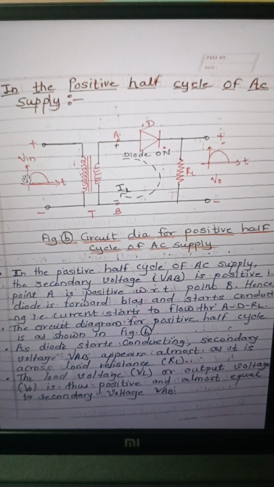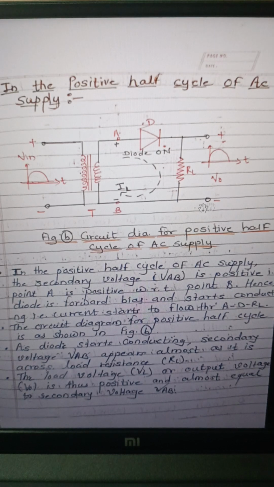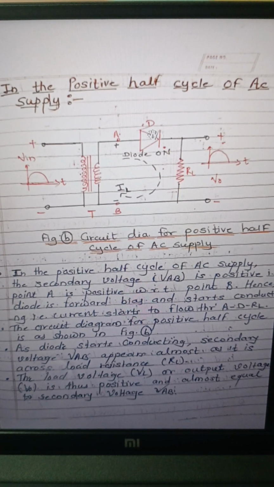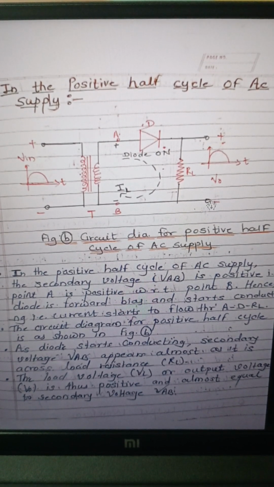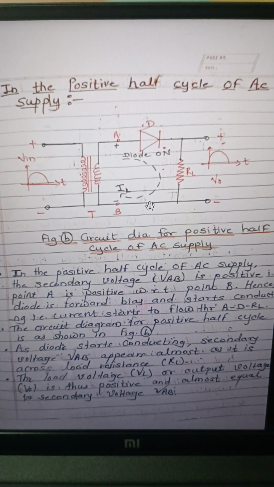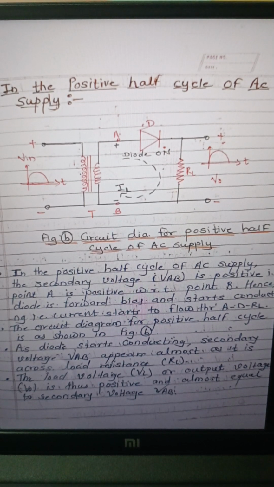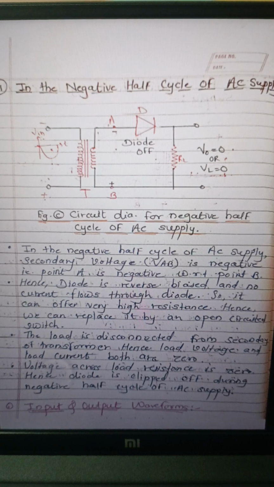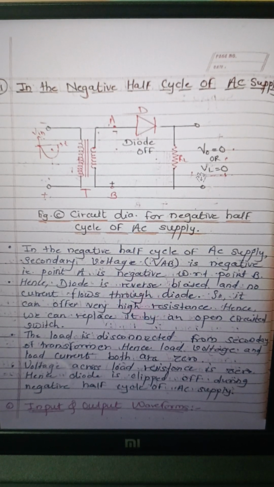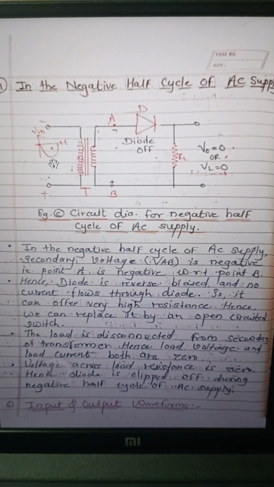Okay, so this is the operation of the half wave rectifier during the positive half cycle. So let's move towards the negative half cycle of AC supply. So this is the circuit diagram of when the negative half cycle is given at the input side.